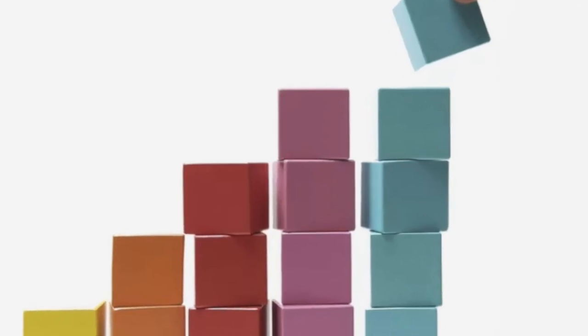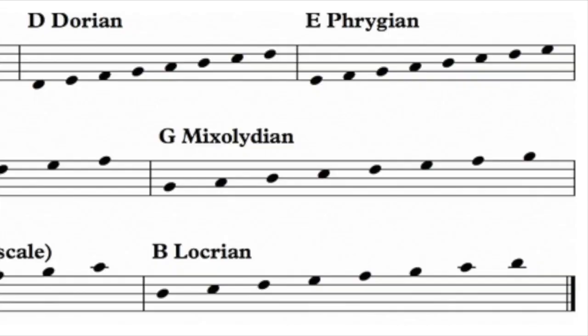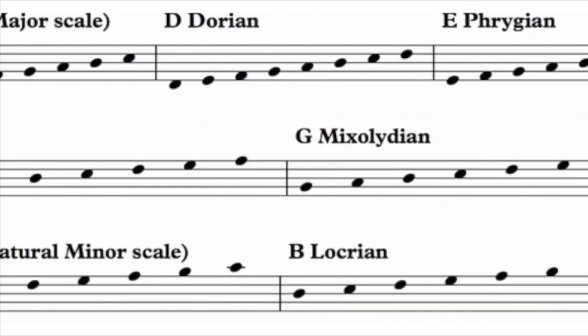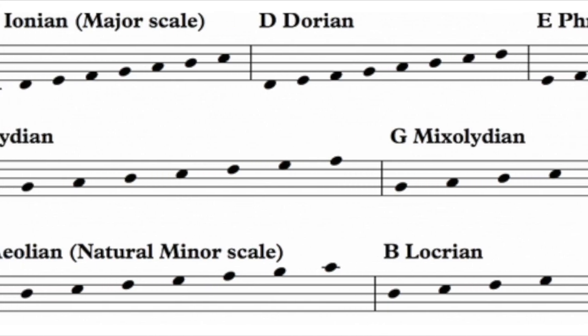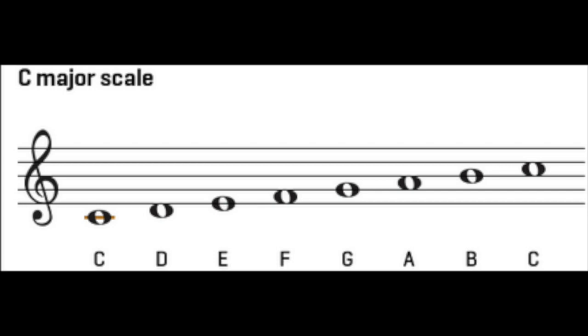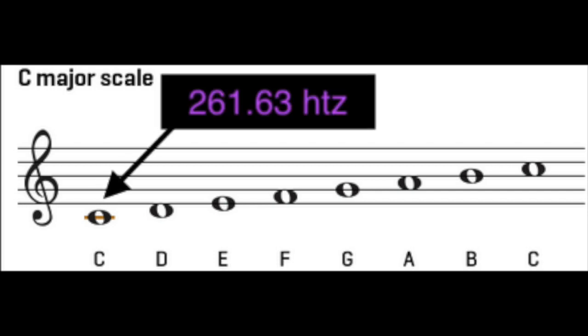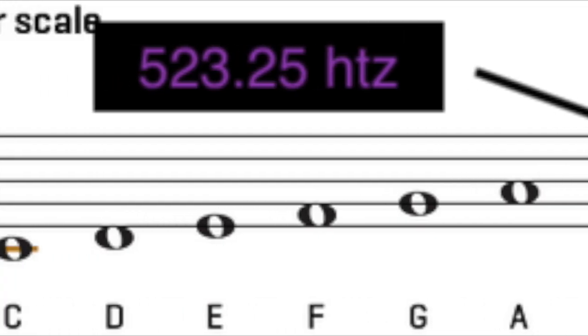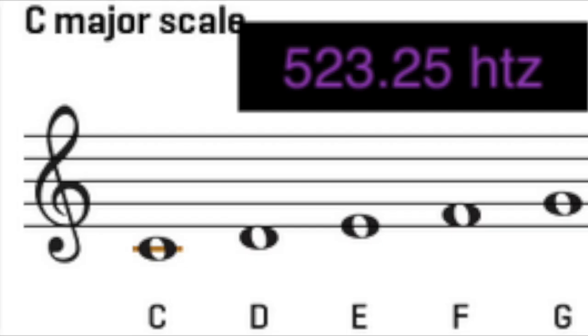The specific arrangement of notes from lowest to highest is called a scale. The order of the notes in a scale starts at the note with the lowest amount of hertz and ends with the highest. For example, the C scale starts with C, 261.63 hertz, and ends with a higher C at 523.25 hertz.